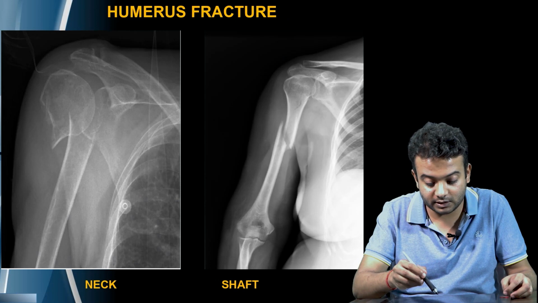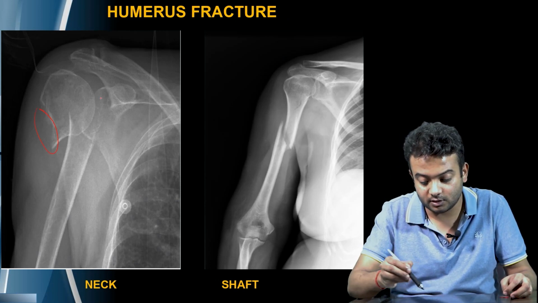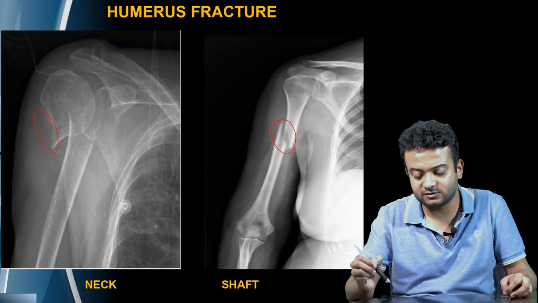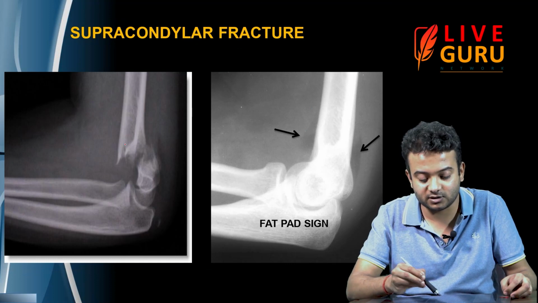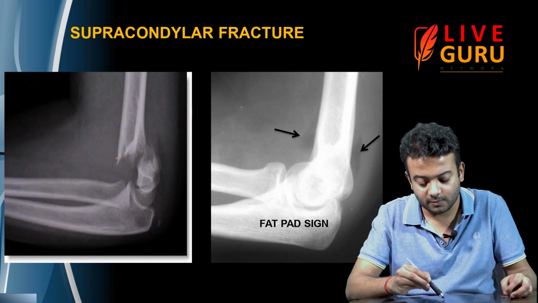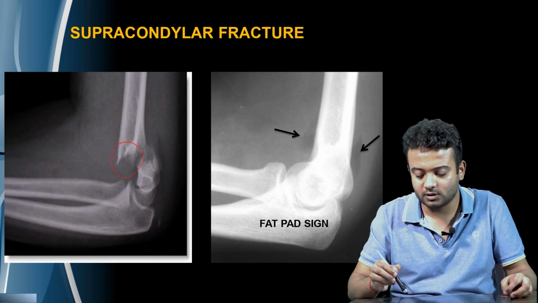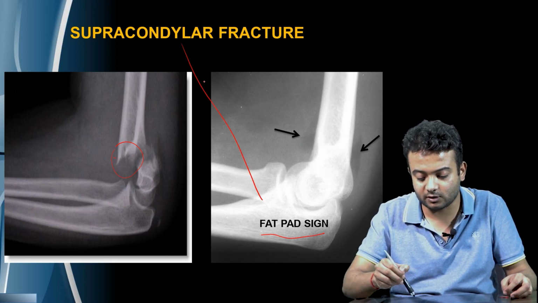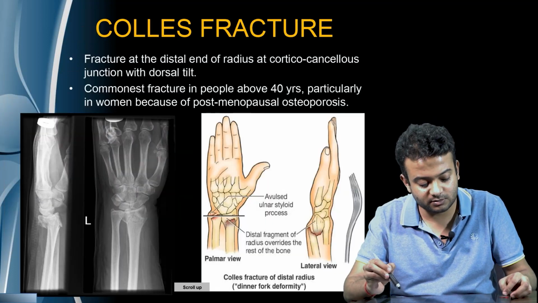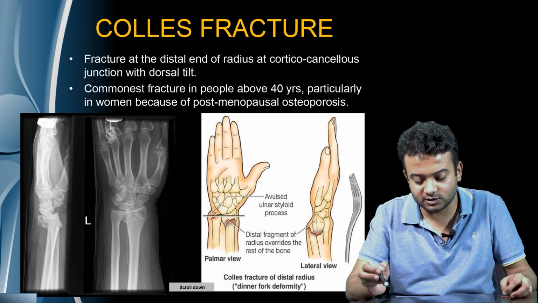The same thing here: you can see the fracture of the neck of the humerus, and in the second image the shaft of the humerus is fractured. This refers to the supracondylar fracture of the distal humerus, with fat pad sign. So if they ask about fat pad sign, then we have to know that this refers to a supracondylar fracture of the humerus. And this is very common in the pediatric or adolescent age group.